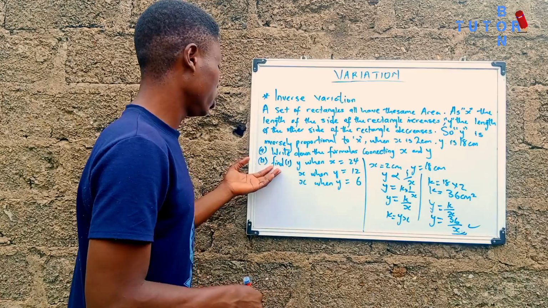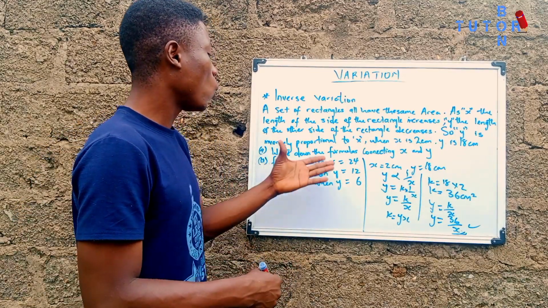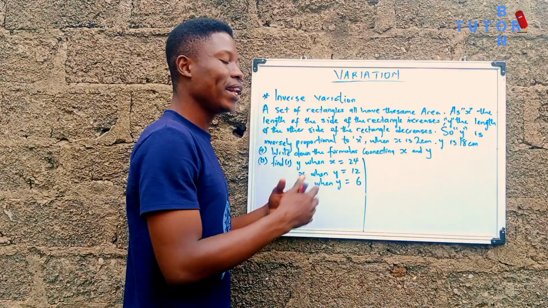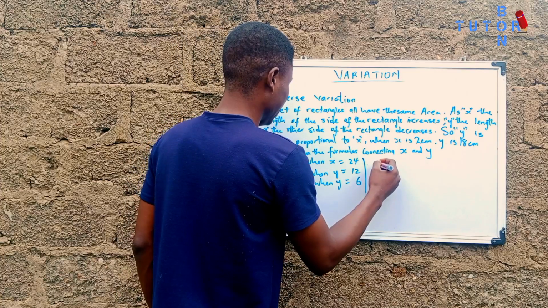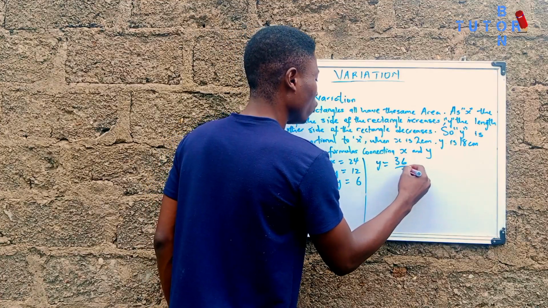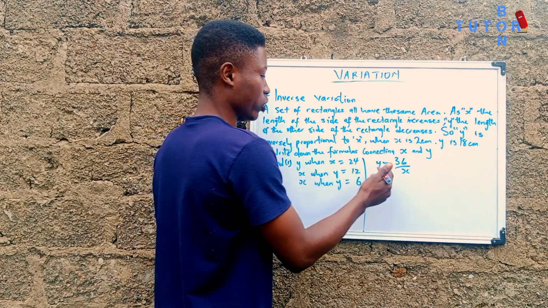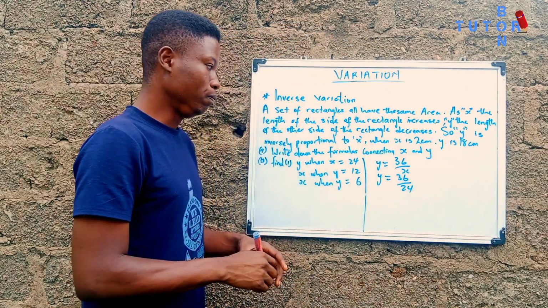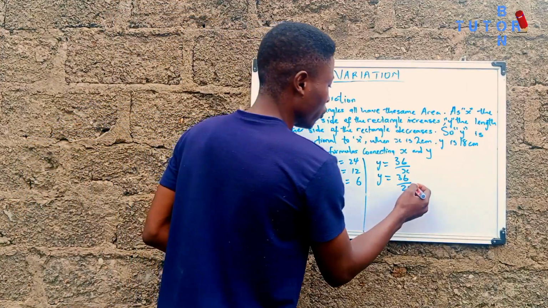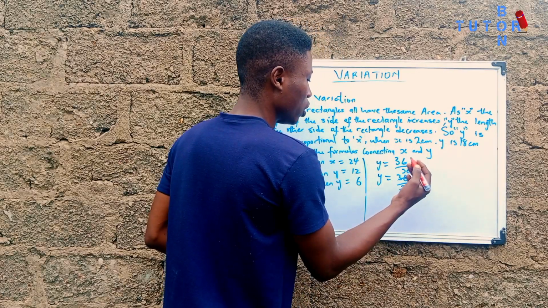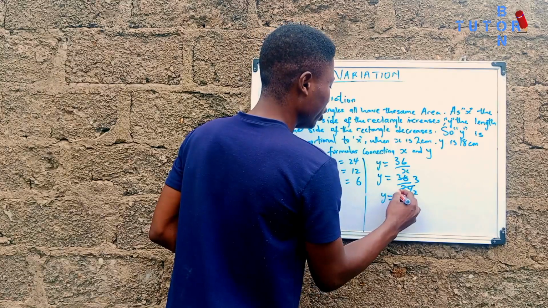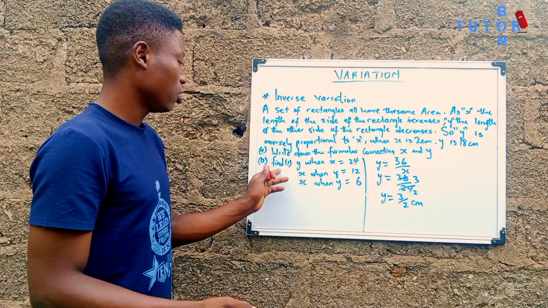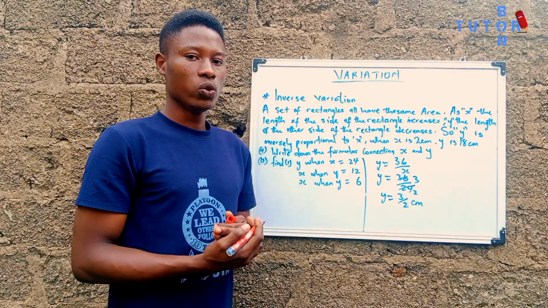Now let's move to the second one that says find y when x is equal to 24. If you are looking for y when x is 24, you go back to the formula that says what? y equals 36 over x. So you're looking for y when x equals 24, that is y equals 36 over 24. So 24 goes here 2, and 24 goes here what? Yes, 3. So your y is 3 over 2 centimeter.